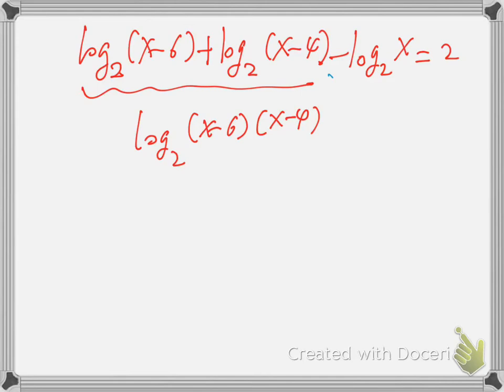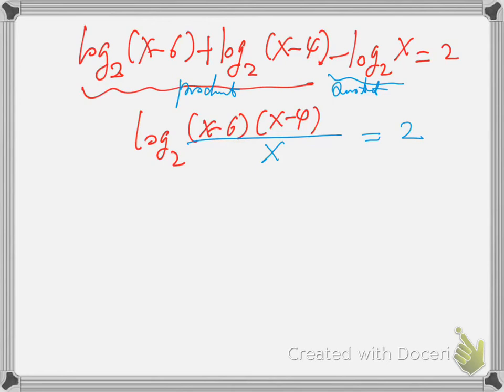And then this subtraction is the quotient rule. So here is the product rule, because it's addition, and subtraction is the quotient rule. So we put over x in the bottom. The other side we get number 2. If on the other side we have a log, we can drop it. Now we have a number on the other side.